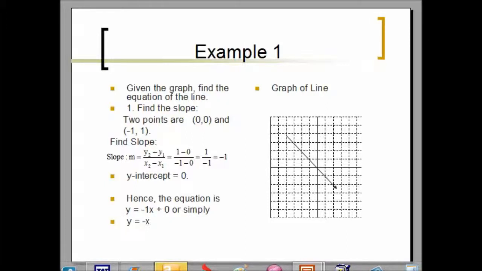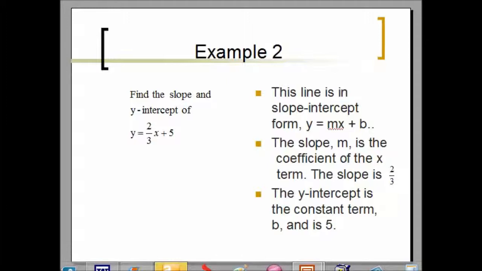The y-intercept equals 0. Substituting into the form y equals mx plus b, we replace m with negative 1 and b with 0. We get y equals negative 1x plus 0. Now, obviously negative 1x may just be written as negative x, with the 1 being understood, and the 0 can be omitted because that's understood as well. Therefore, the equation becomes y equals negative x.